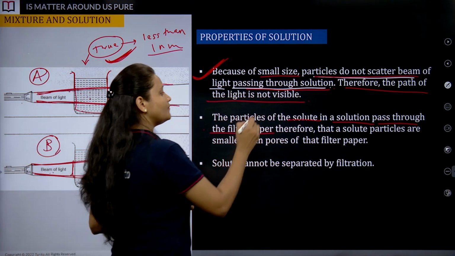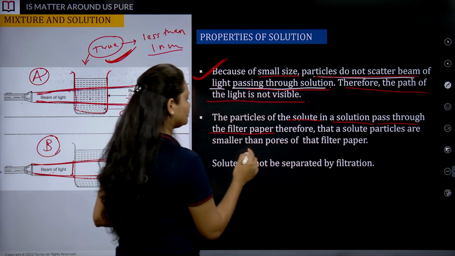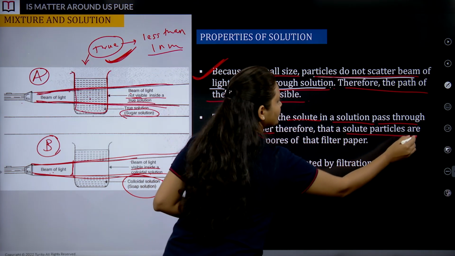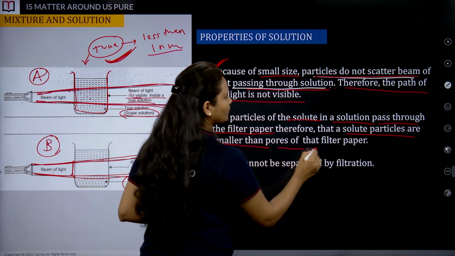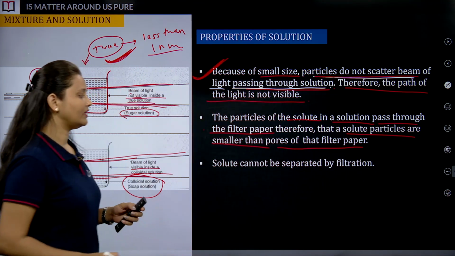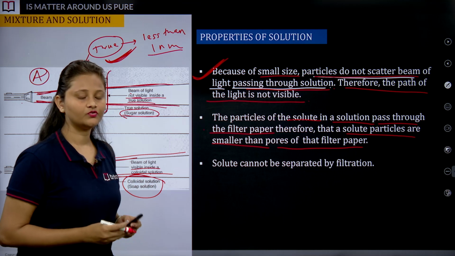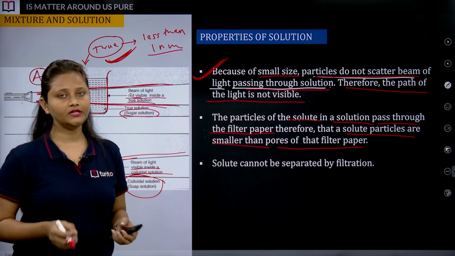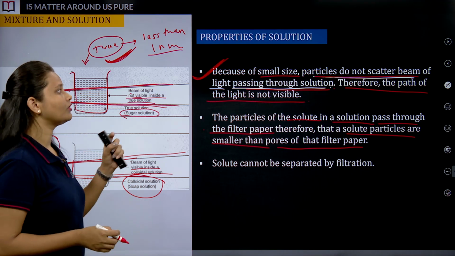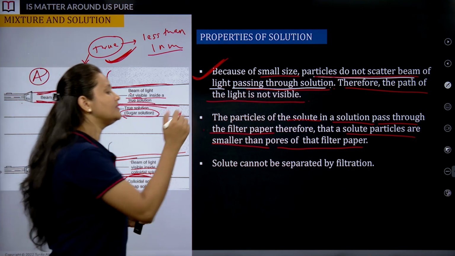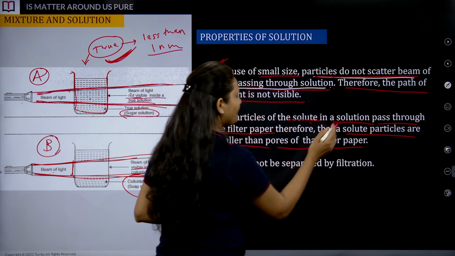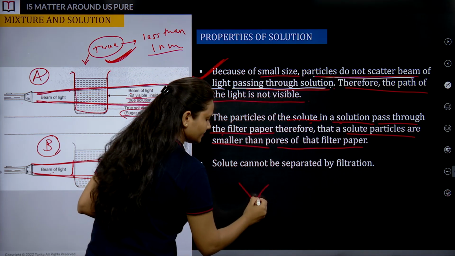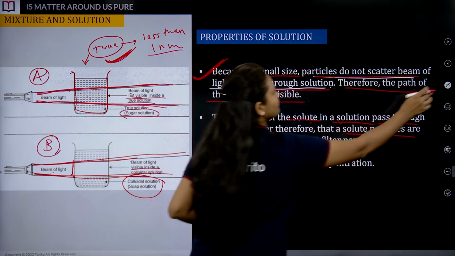The particles of the solute in solution pass through the filter paper. Therefore, the solute particles are smaller than the pores of the filter paper. So, the solute cannot be separated by filtration. What happens if we want to filter the solution, if we want to separate the components of the solution, when we talk about a true solution? The particles of the solute in solution pass through the filter paper. Okay, suppose this is, just a minute.